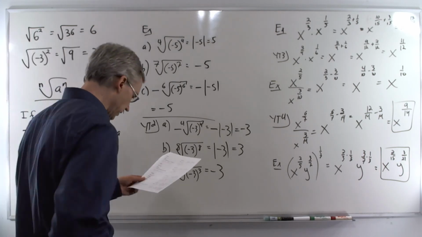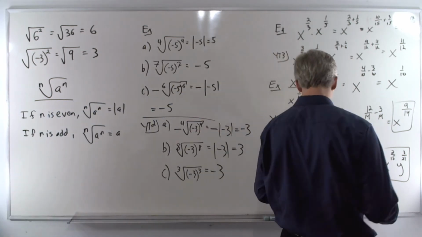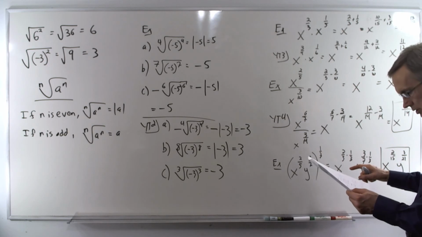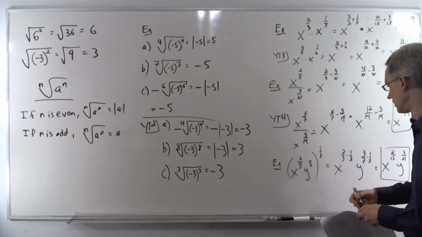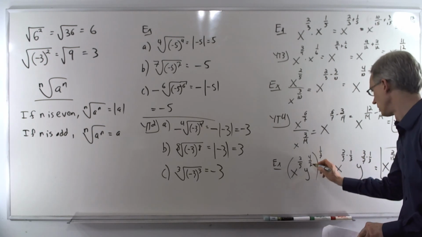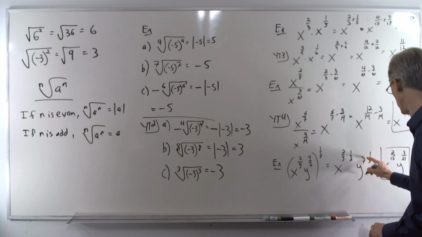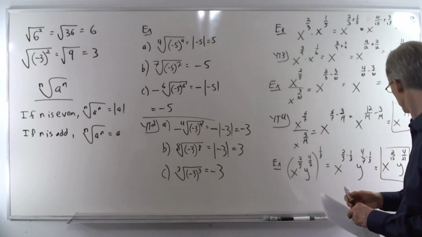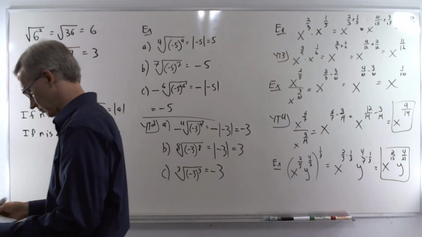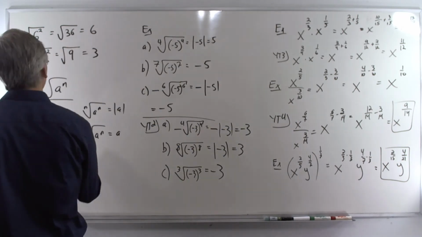I believe I had a misprint on mine. This was supposed to be 4/7 here. That makes this 4 and 4. That brings us to your turn, number 5.